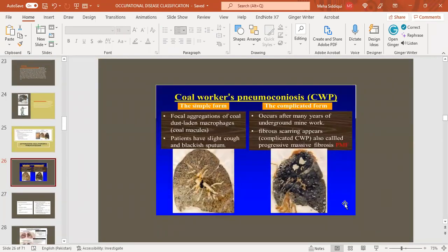This is a comparison of the two forms. The simple form is focal aggregations of coal dust laden macrophages, and patients have slight cough and blackish sputum. The complicated form occurs after many years of underground mine work, and fibrous scarring appears. In complicated coal workers' pneumoconiosis, the other name for this, as we have already discussed, is progressive massive fibrosis.